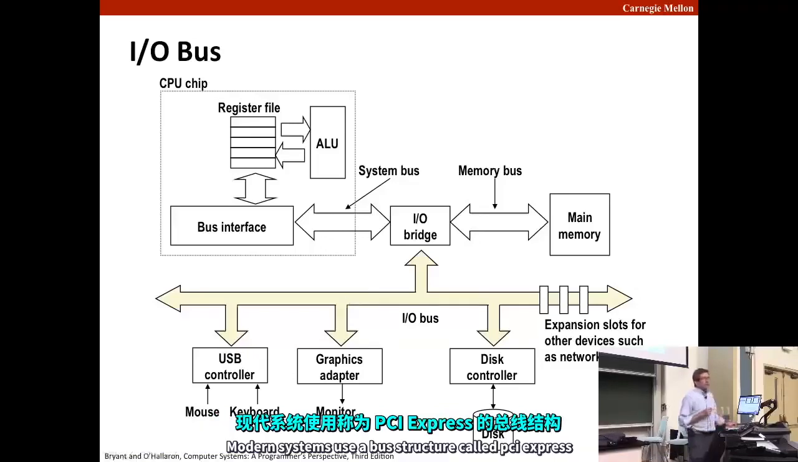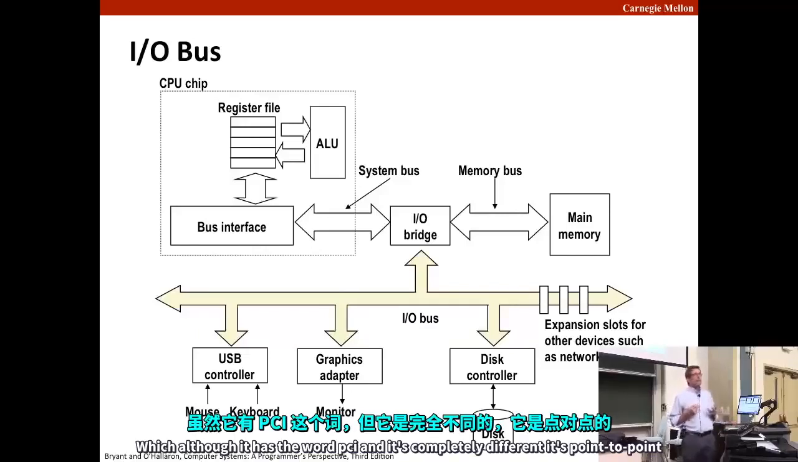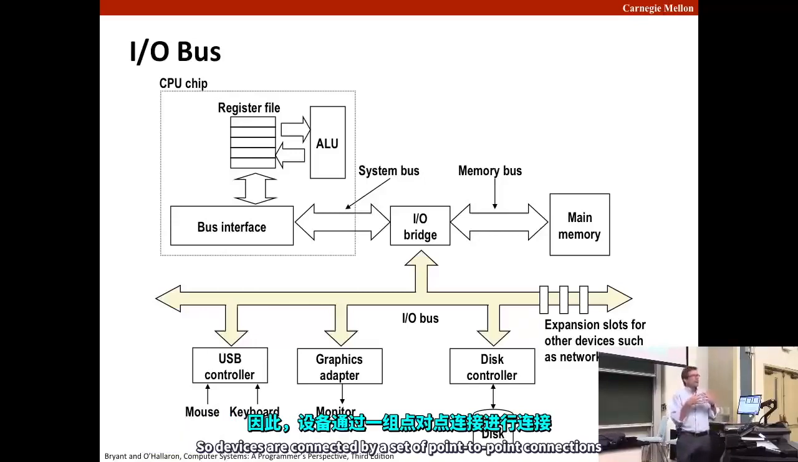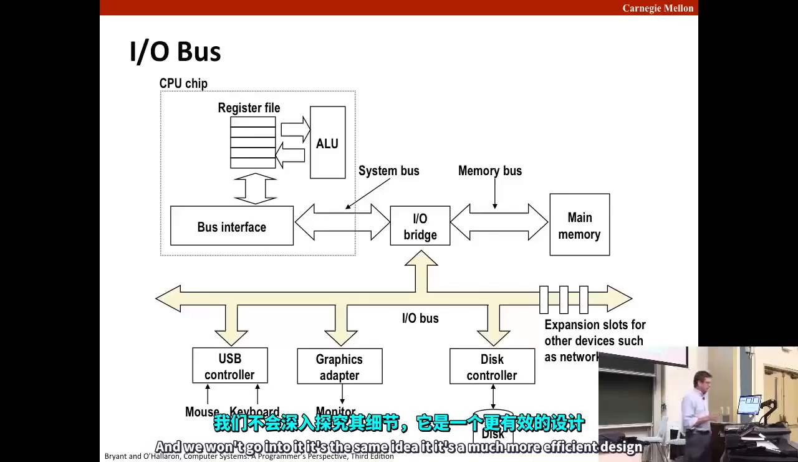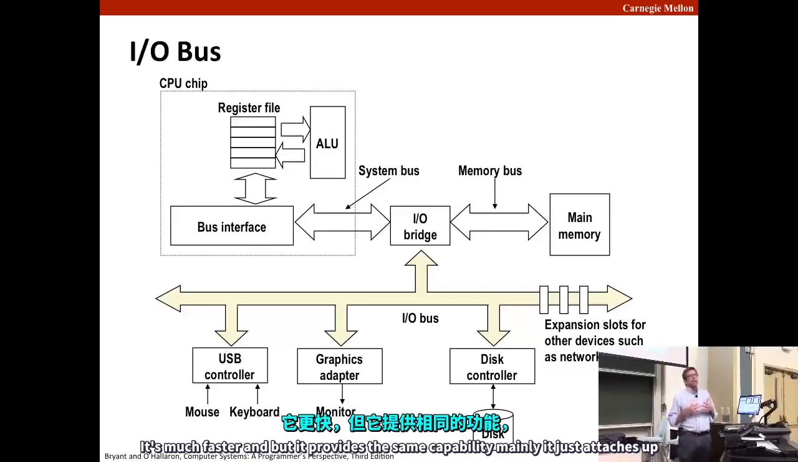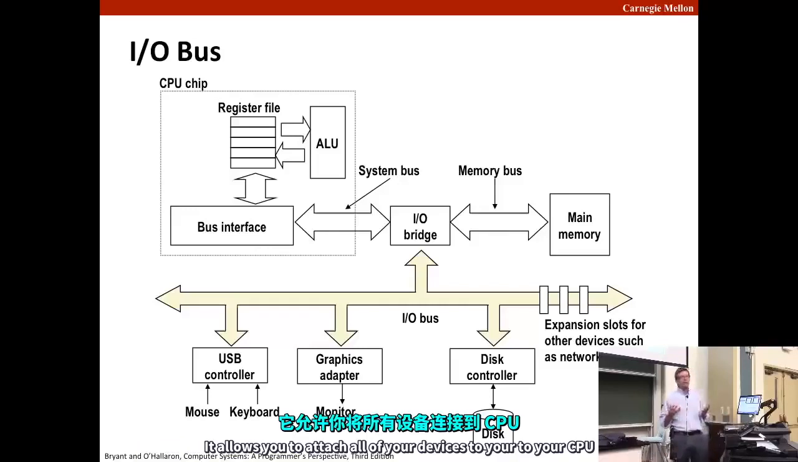Modern systems use a bus structure called PCI Express, which, although it has the word PCI in it, is completely different. It's point-to-point. So devices are connected by a set of point-to-point connections arbitrated by some kind of a switch. And we won't go into it. It's the same idea. It's a much more efficient design. It's much faster, but it provides the same capability. Mainly, it allows you to attach all of your devices to your CPU.